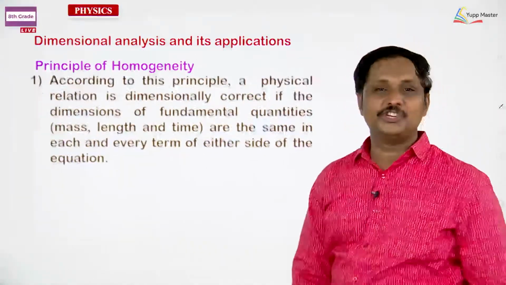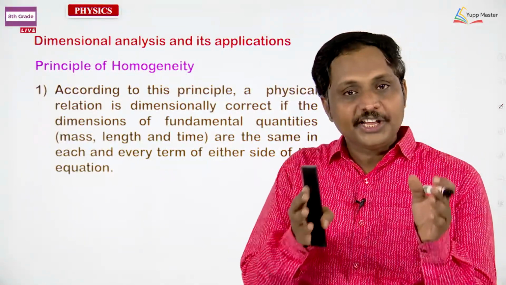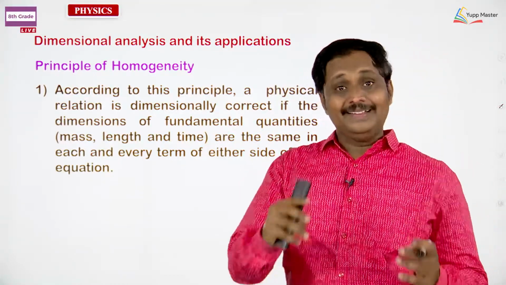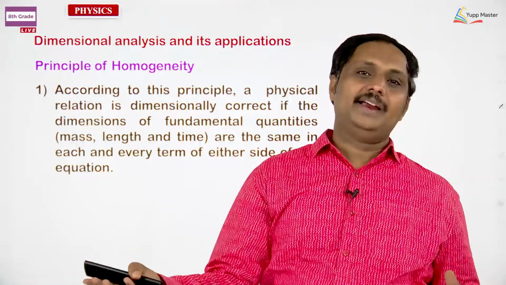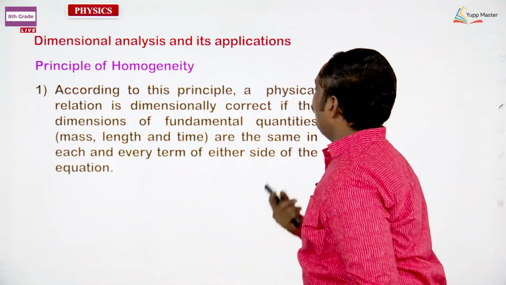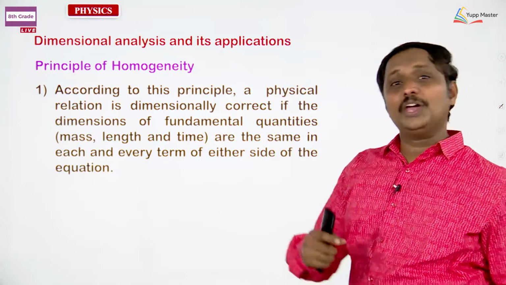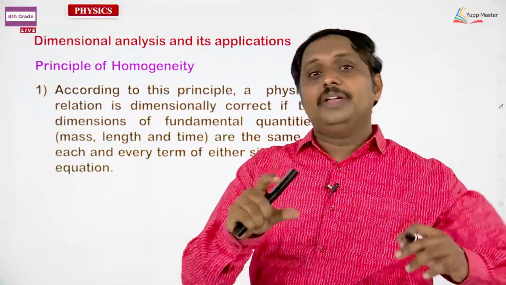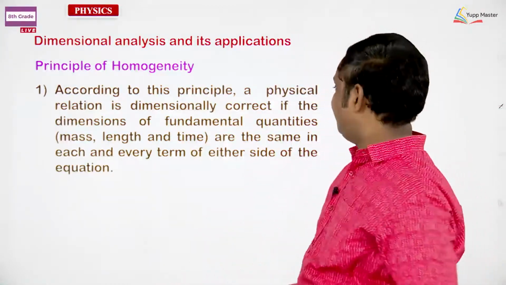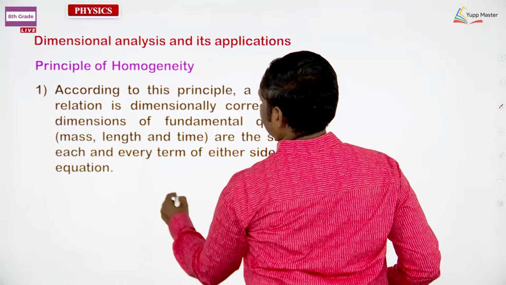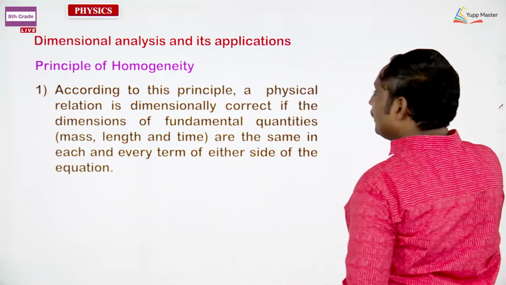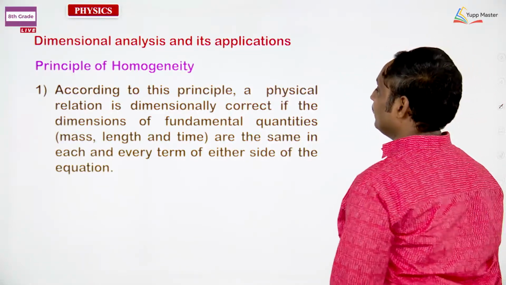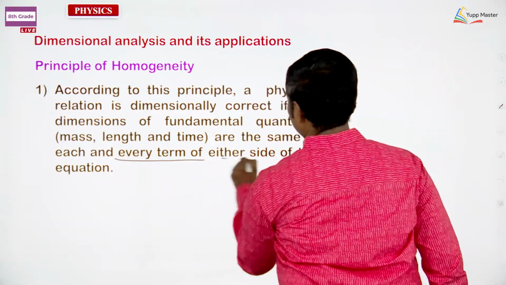Principle of homogeneity. It is very clear. Homogeneity means you are going to apply one kind of operation, the same on the right hand side and left hand side. Homogeneity is one principle. You can apply the same kind of operation if they have similar quantities. Let us see. If you take one physical relation, it is dimensionally correct if the dimensions of fundamental quantities are the same in each and every term.